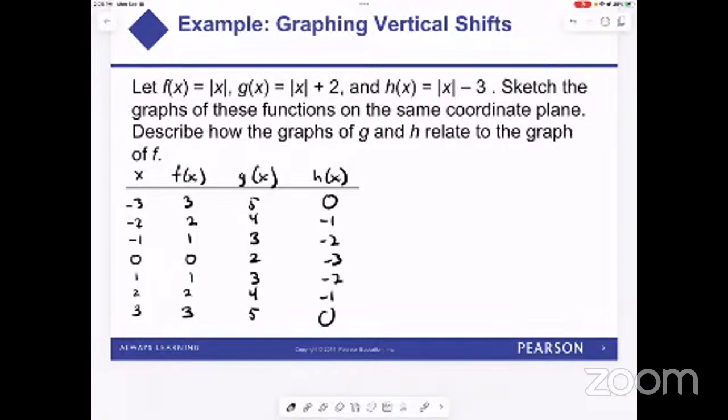As always, if anything is not clear, feel free to unmute yourself or type in the chat to get my attention and we can talk about it. So let's look at the graph here. Let's introduce some graph paper.